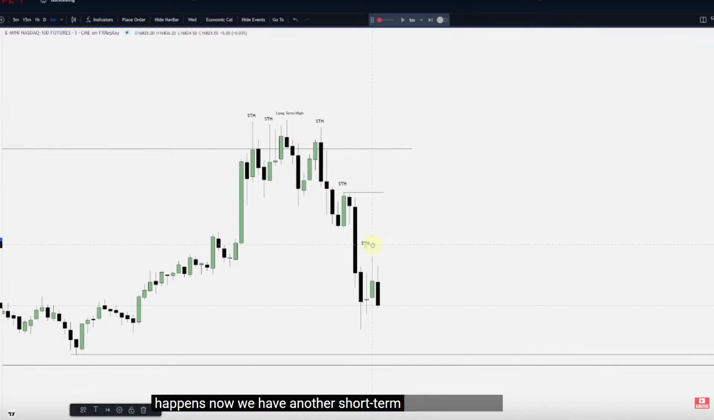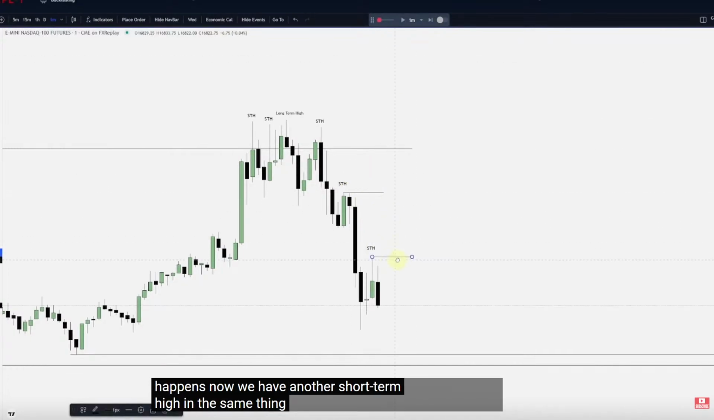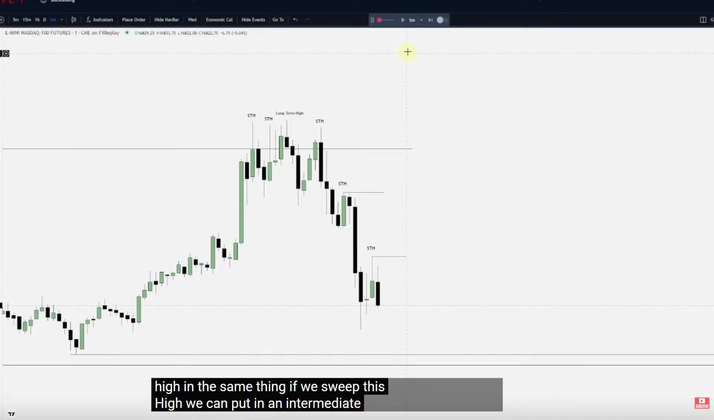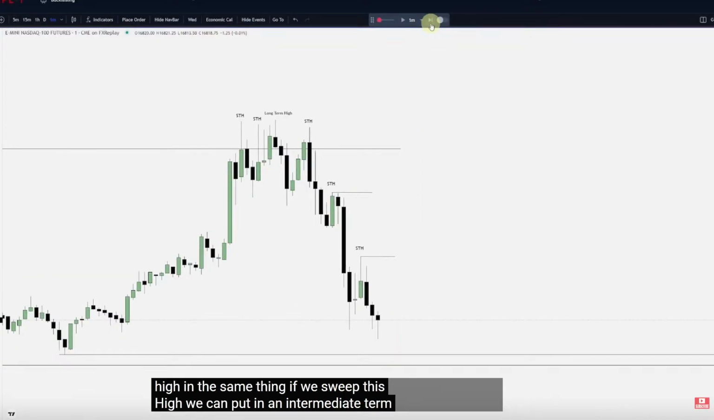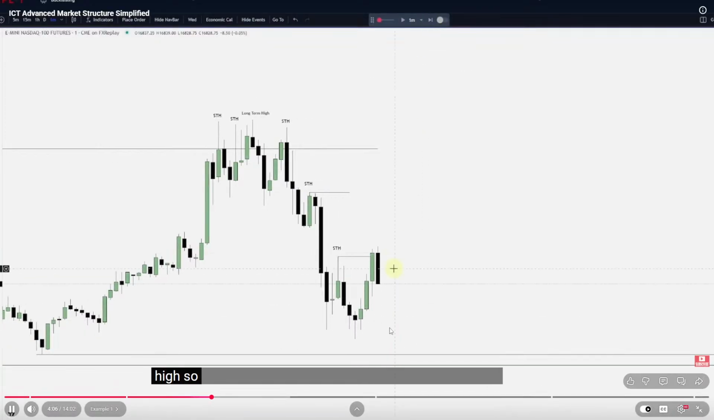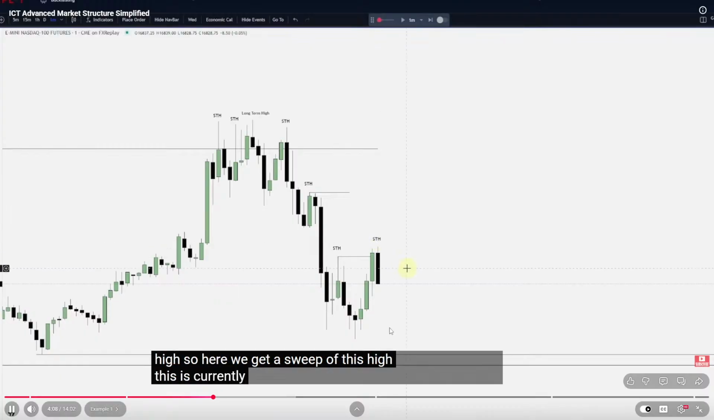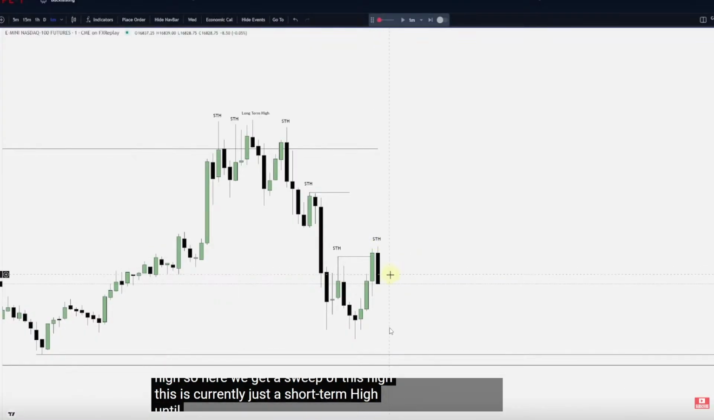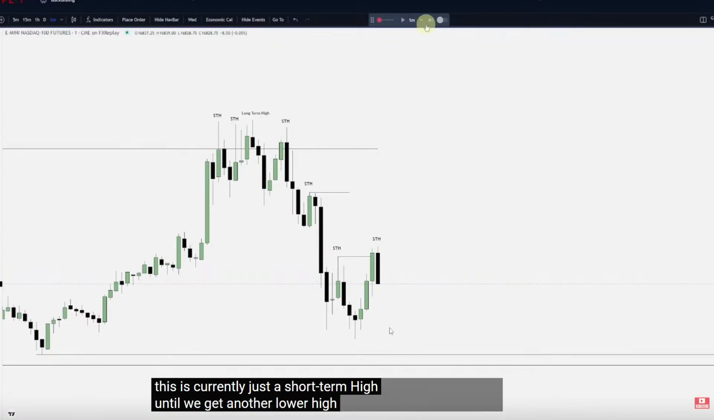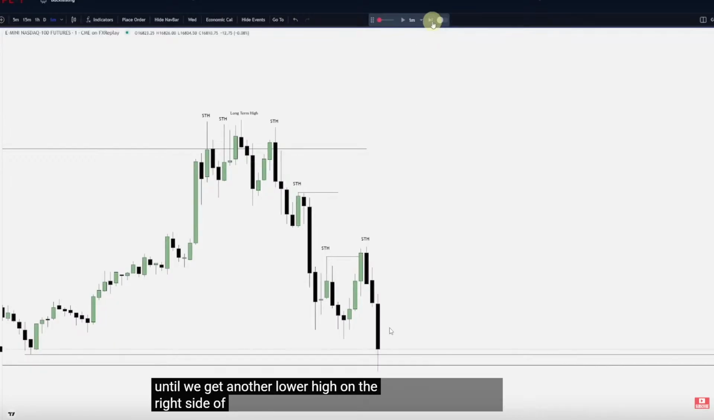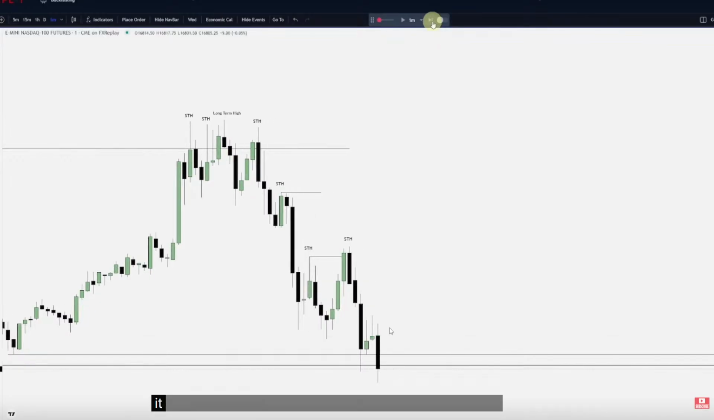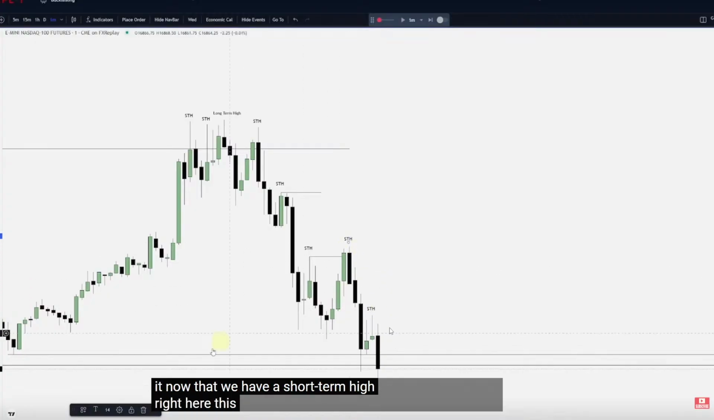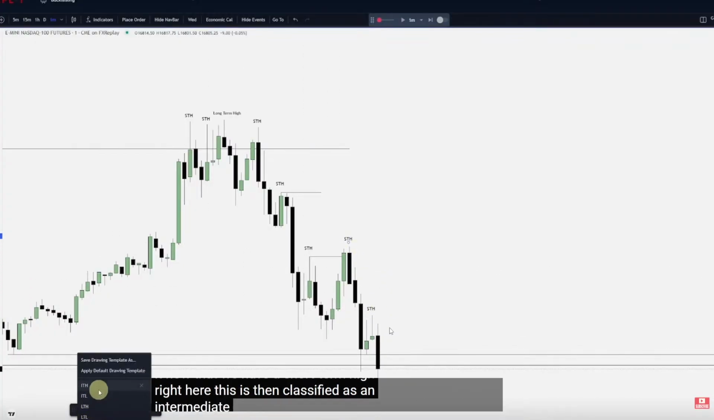Now we have another short-term high, and the same thing. If we sweep this high, we can put in an intermediate term high. So here we get a sweep of this high. This is currently just a short-term high until we get another lower high on the right side of it. Now that we have a short-term high right here, this is then classified as an intermediate term high.